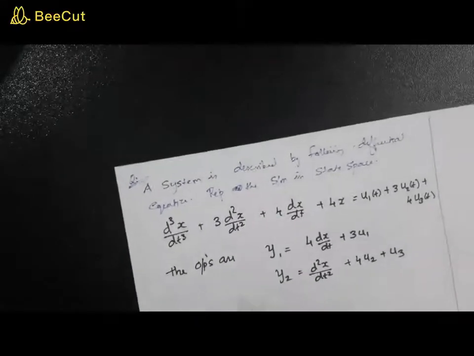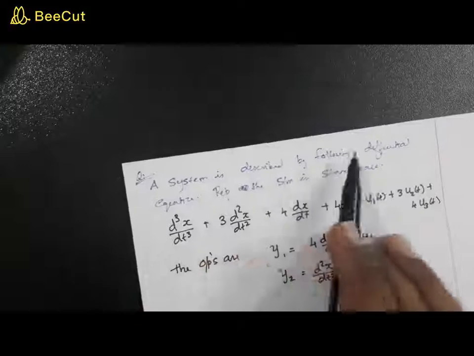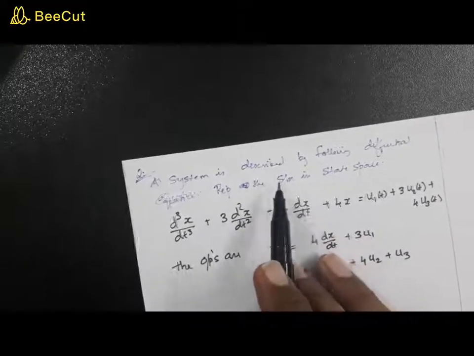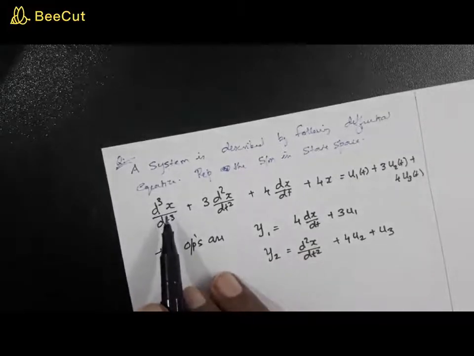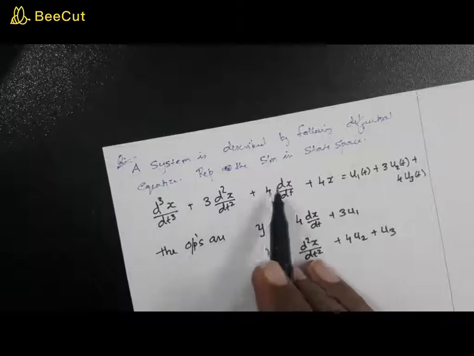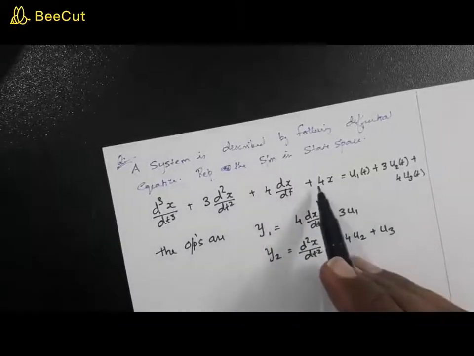Okay, now let's move on to another problem, quite a different problem. A system is described by the following differential equation. Represent the system in state space. So you have d cube x by dt cube plus 3 into d square x by dt square plus 4 into dx by dt plus 4x.